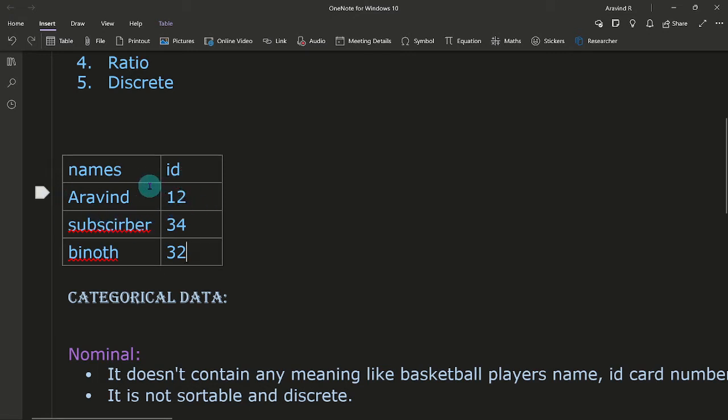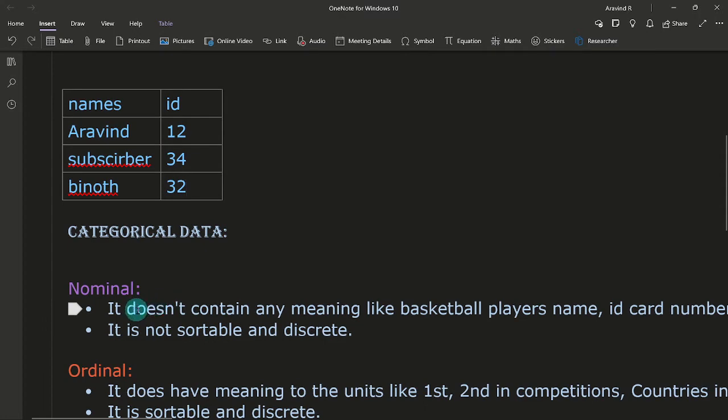So it doesn't have any meaning actually. If Aravind has ID 12, it doesn't make any sense. The ID will represent Aravind, but for modeling purposes it doesn't have any meaning. If Aravind has 12 and Binod has 32, the model will consider that Binod has a higher preference compared to Aravind. We know this doesn't make sense. Based on the name, we can't predict anything. So this is categorical data.